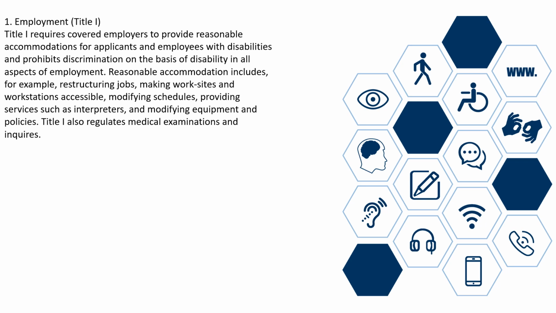Reasonable accommodations include, for example, restructuring jobs, making work sites and workstations accessible, modifying schedules, providing services such as interpreters, and modifying equipment and policies. Title I also regulates medical examinations and inquiries.